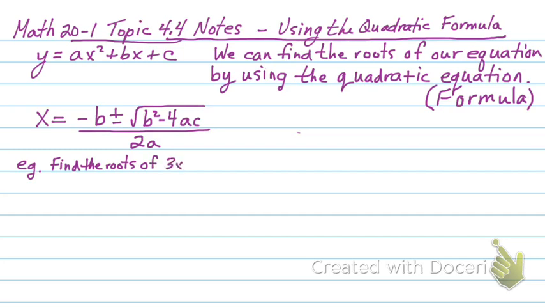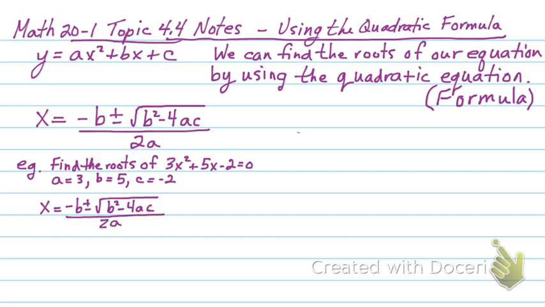For example, find the roots of 3x squared plus 5x minus 2 equals 0. A equals 3, b equals 5, c equals negative 2. So the first thing we're going to do is put x equal to negative b plus or minus the square root of b squared minus 4ac, divided by 2a.